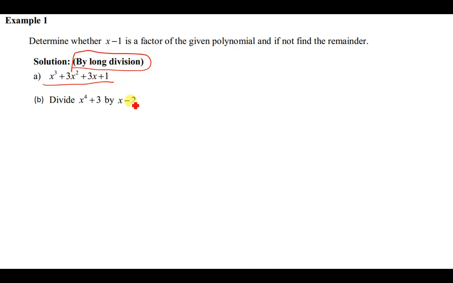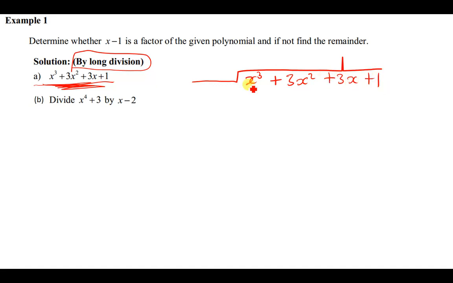Applying long division, let me start with this same first question here. How do we solve this one using long division? We know the format is always like this. So we have x to the power 3, then plus x squared, then plus 3x, then plus 1. Let me divide this by x minus 1, and you will see if we get the same remainder as the one we got using synthetic division.